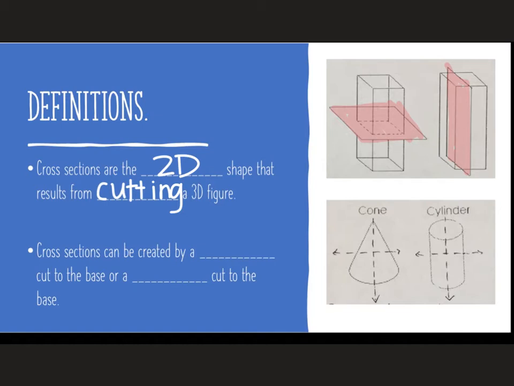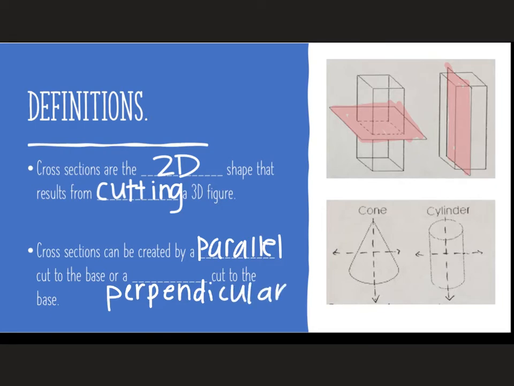And then cross sections can be created by a parallel cut to the base or a perpendicular cut to the base. So if you take a look at the other two examples I put on the same slide, notice I have a cone and a cylinder. Right here, this would be parallel to the base. So our base of a cylinder is a circle right there. So if you're cutting it parallel, that means those two lines will never intersect, right? You're cutting it by a line that will never intersect the base.